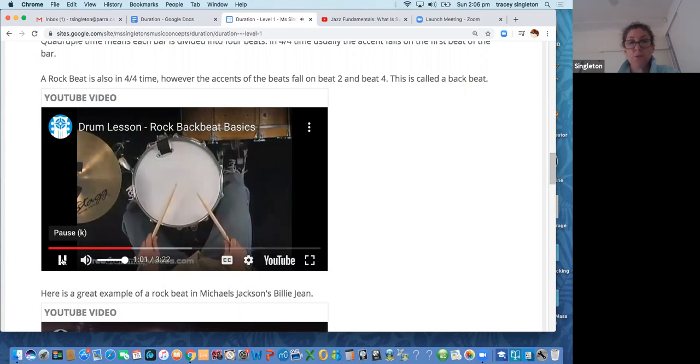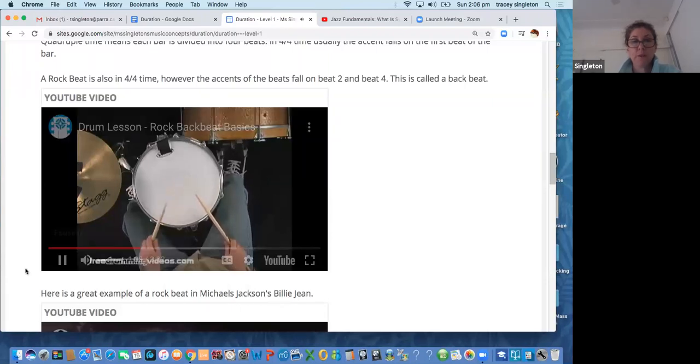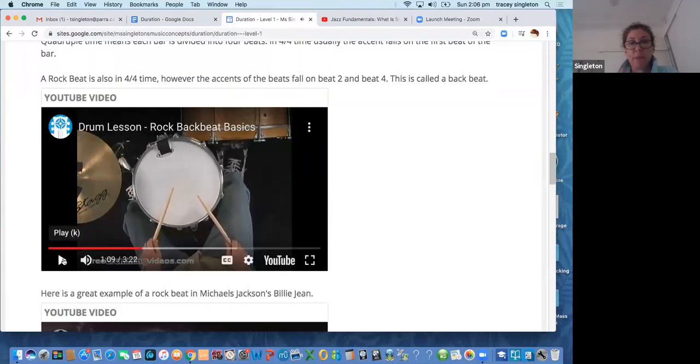One, 2, 3, 4. 1, 2, 3, 4. So that backbeat is on from the snare, the emphasis on 2 and 4, but that's in 4/4 time as well.